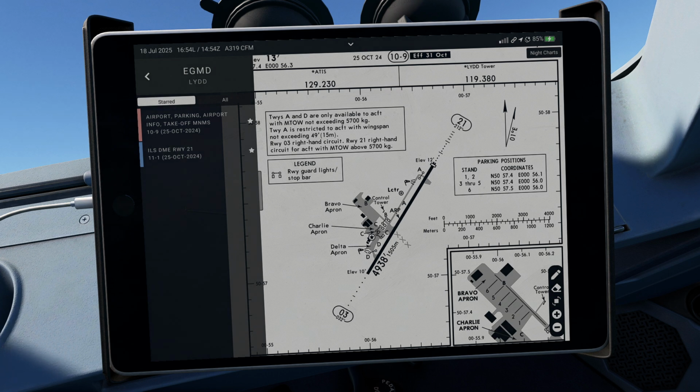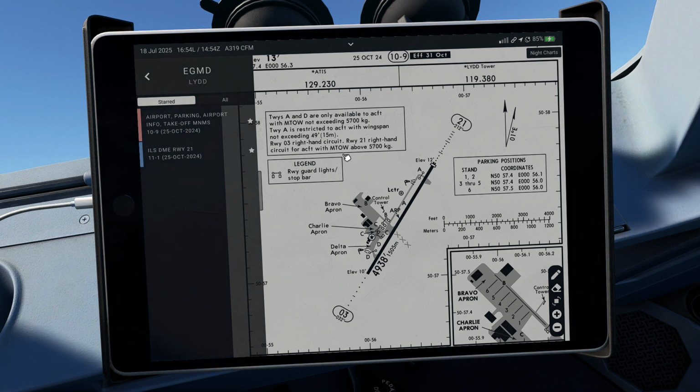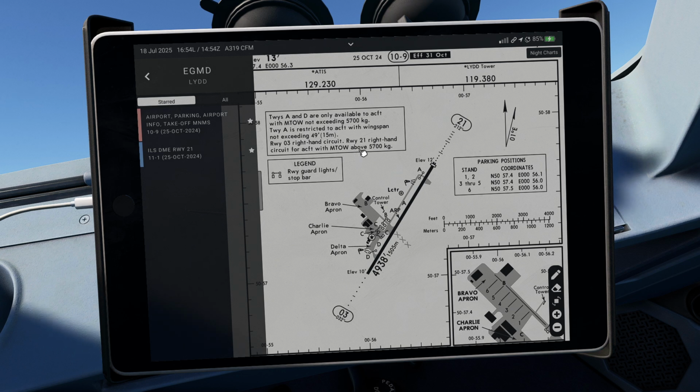And the runway 03 right hand circuit, runway 21 right hand circuit for aircraft with maximum takeoff weight above 5,700 kilograms.